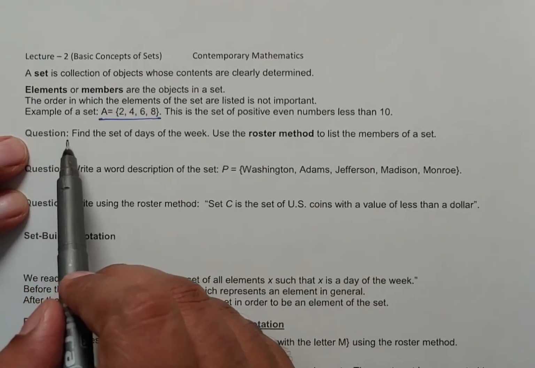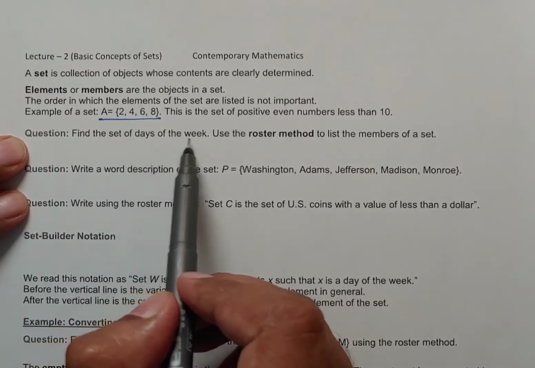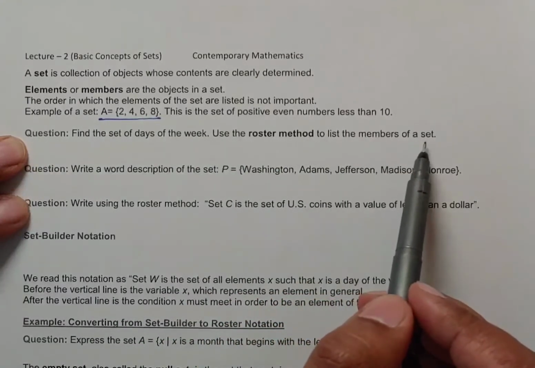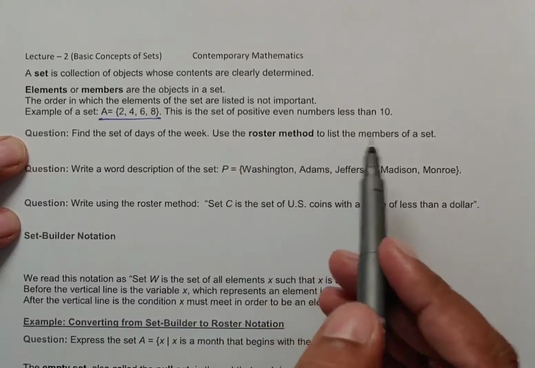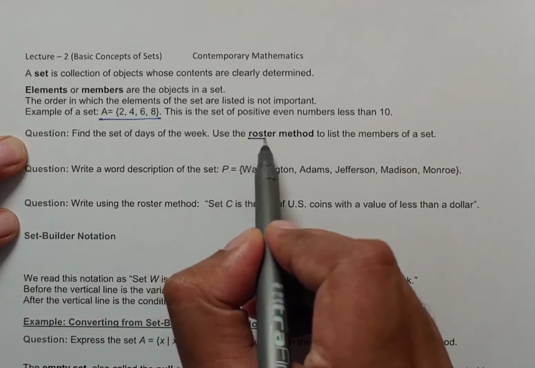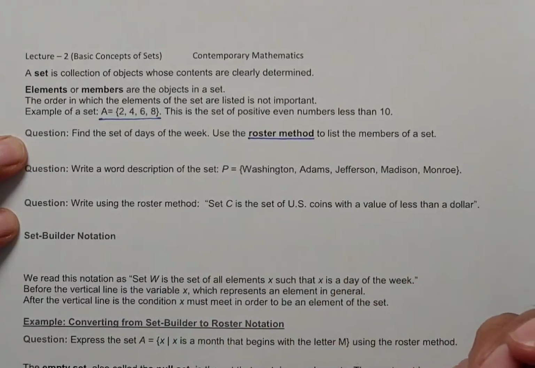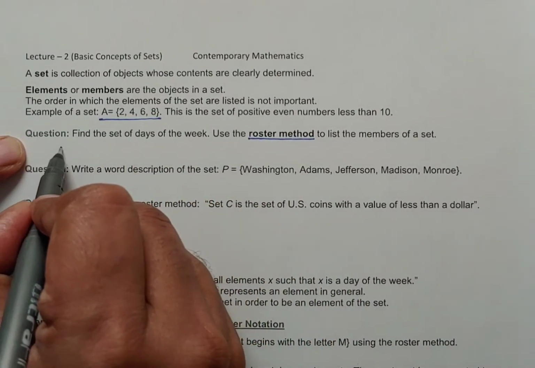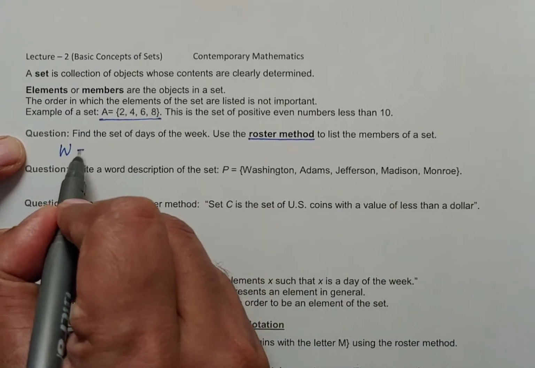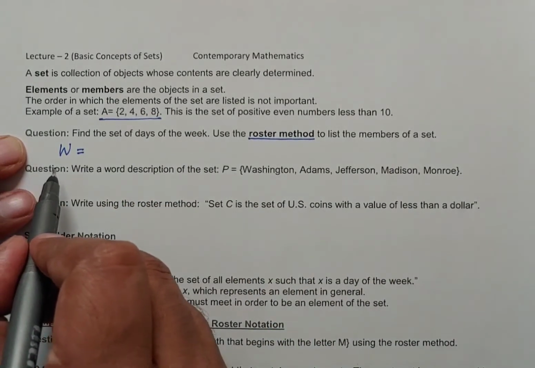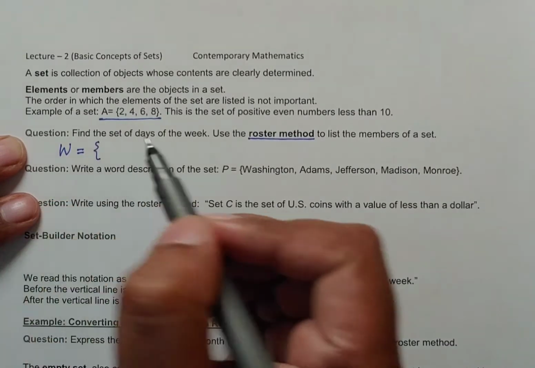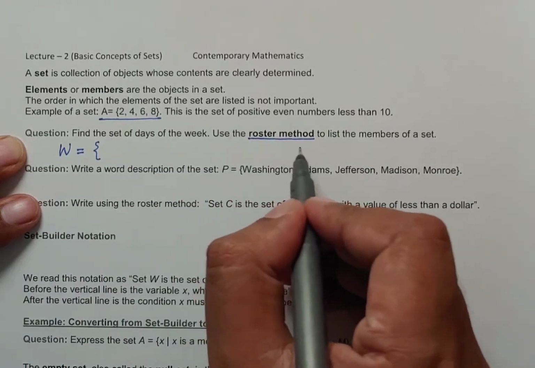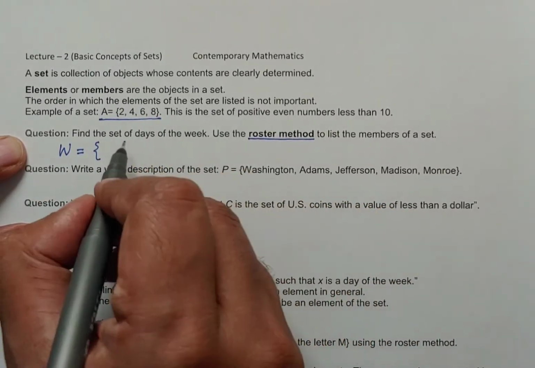Question: find the set of days of the week and use the roster method to list the members of the set. When it says roster method, we need to list all the members. So the 7 days of a week, we can put a name like W as the name of the set. Now we put braces and then write all the names of the 7 days.